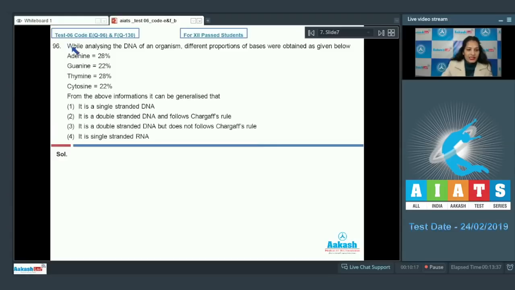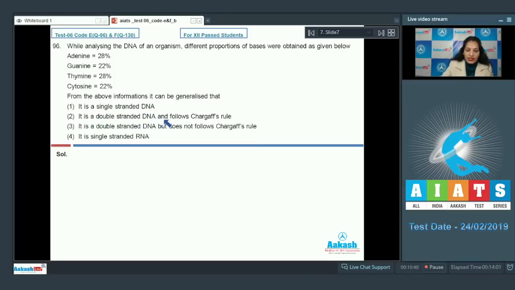Question number 96. While analyzing the DNA of an organism, different proportions of bases were obtained, as given below. Adenine 28%, guanine 22%, thymine 28%, cytosine again 22%. From the above information, it can be generalized that first option, it is a single-stranded DNA.